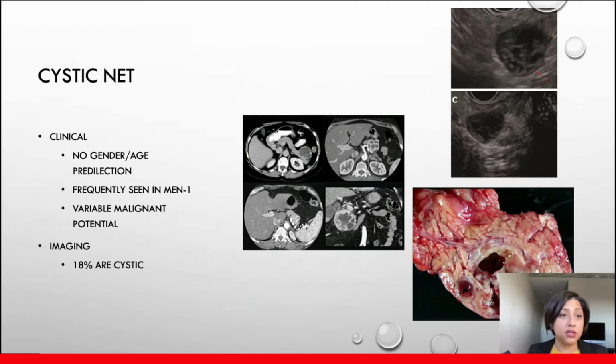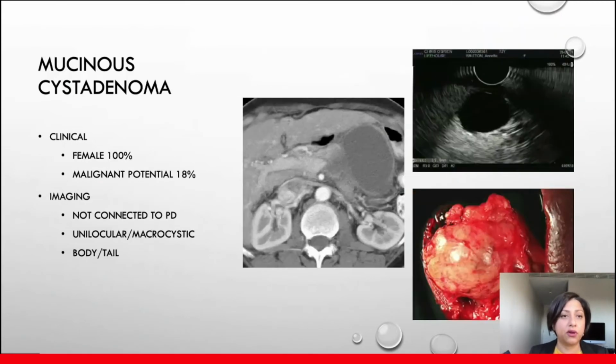So moving along, cystic neuroendocrine tumours. Now, these cystic lesions don't tend to have a gender or an age predilection, and they're frequently seen in patients who have the MEN1 syndrome. The malignant potential of these lesions is quite variable, and on imaging, up to 18% of these have a cystic feature rather than a solid lesion. So again, when you do the EUS, you may see a solid cystic lesion, and of course, EUS-guided biopsy helps confirm the diagnosis.